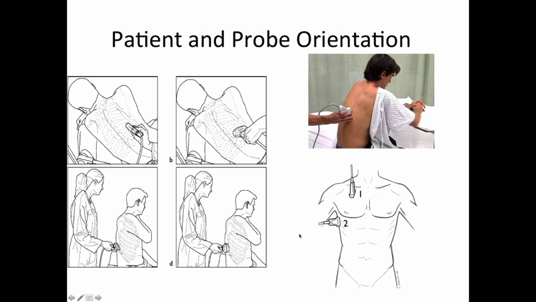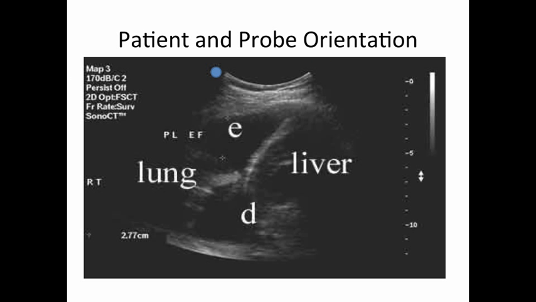So again, the way that the probe should be oriented, remember that the marker on your screen is going to be in the upper left-hand corner. That should correspond to the probe marker being to your left side as well, or towards the patient's head. Those are the two standard ways of imaging. So again, with the probe marker here in the upper left-hand corner, the patient's head is going to be on the left side of the screen, their feet to the right side of the screen.